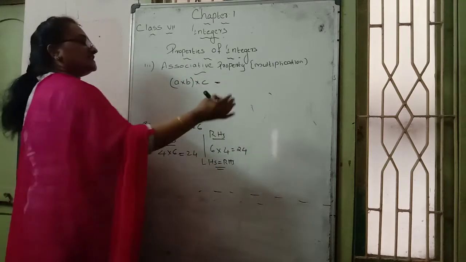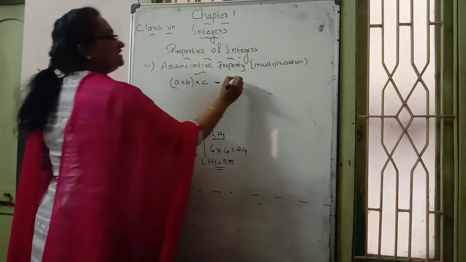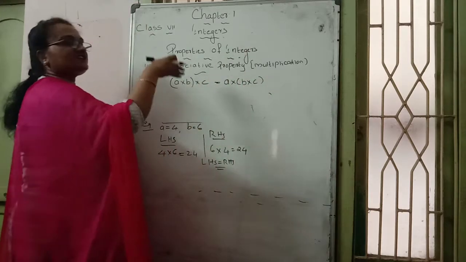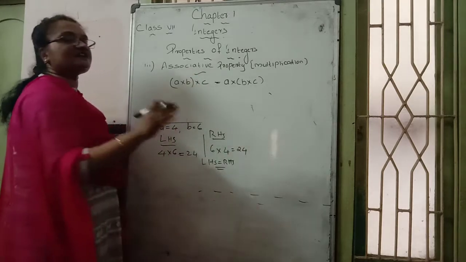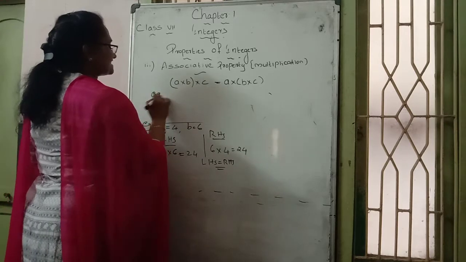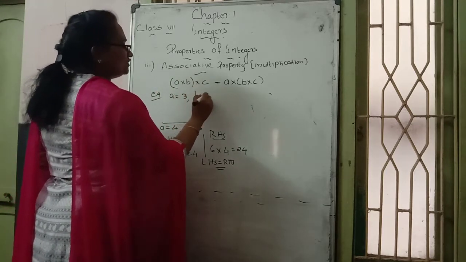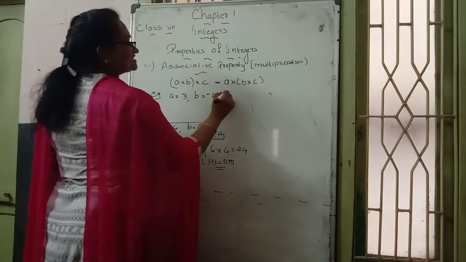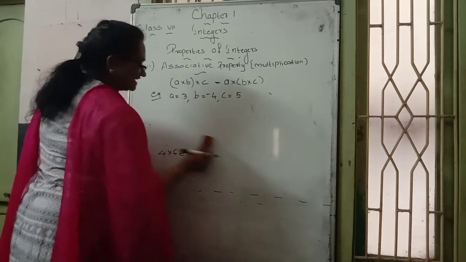Then the next right side part, in which way? The a value we keep on one side, and the b value and c value we multiply first. That answer is multiplied with the a value. In whichever order we multiply, does the answer become the same or not? Let us check it. For that, an example: the a value I consider as 3, the b value as minus 4, the c value as 5. Like this I consider the three values.